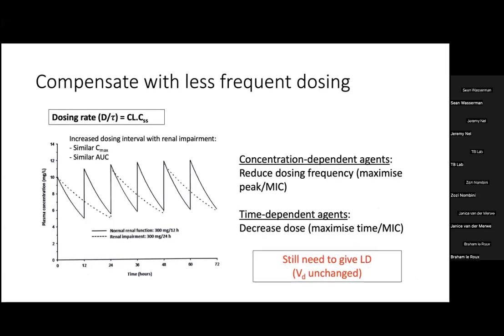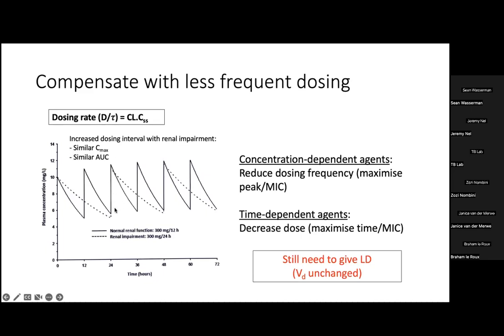The way to compensate for reduced clearance is just to give less frequent dosing. If you're using an oral antibiotic, then that's the dosing rate, which is the dose over tau, the dosing interval, relating clearance to steady state concentration. Steady state concentration is the same thing as AUC, and that's a target concentration. So to achieve a given target concentration with a reduced clearance, you just reduce the dosing rate.